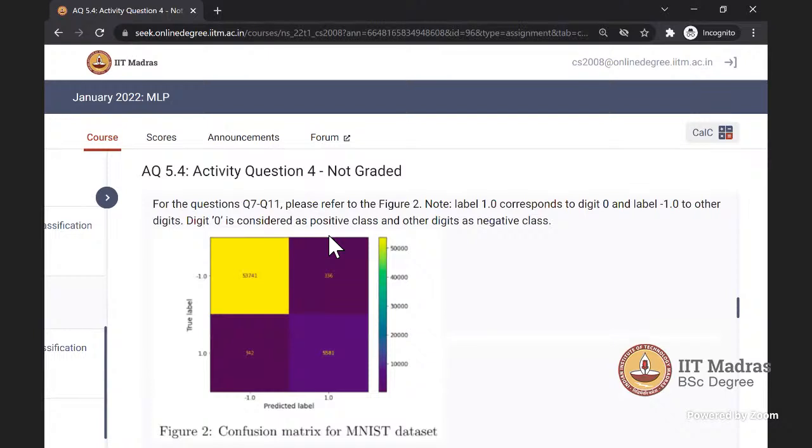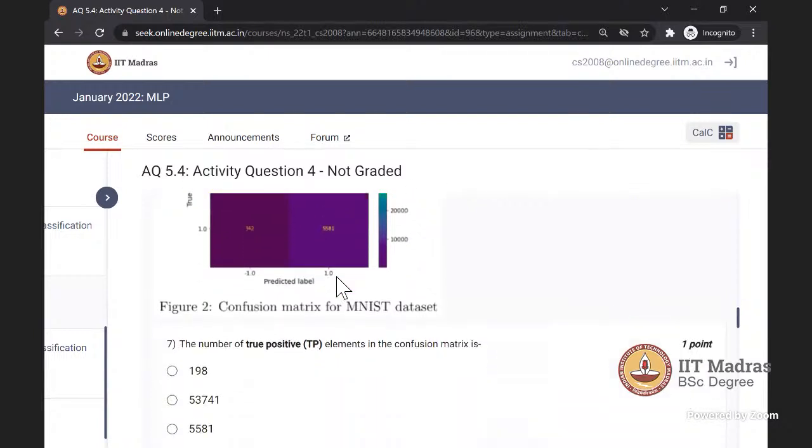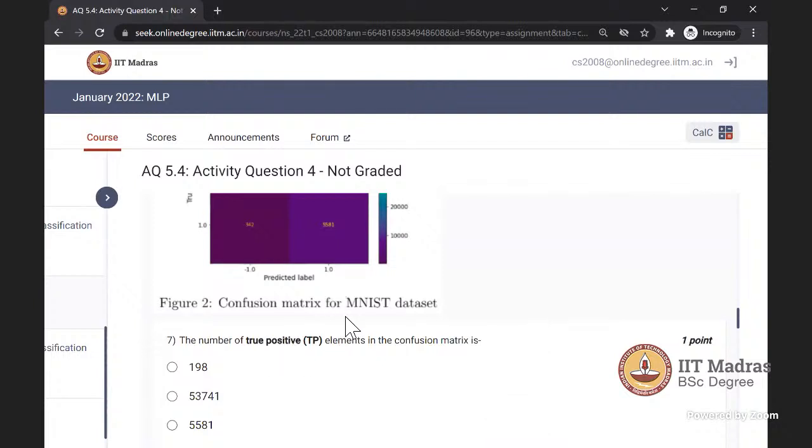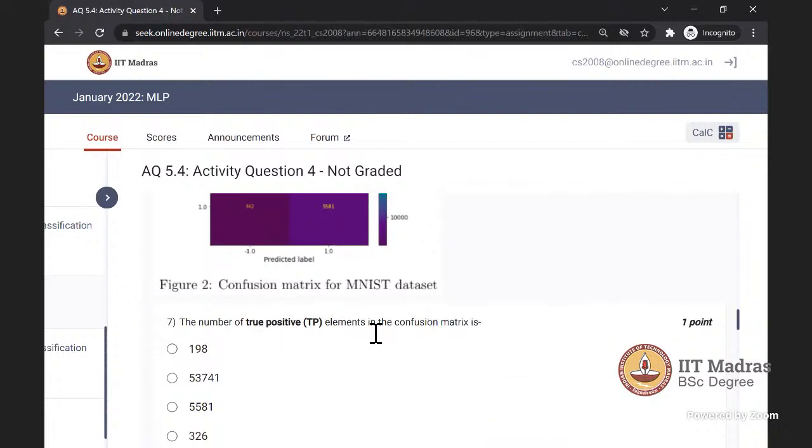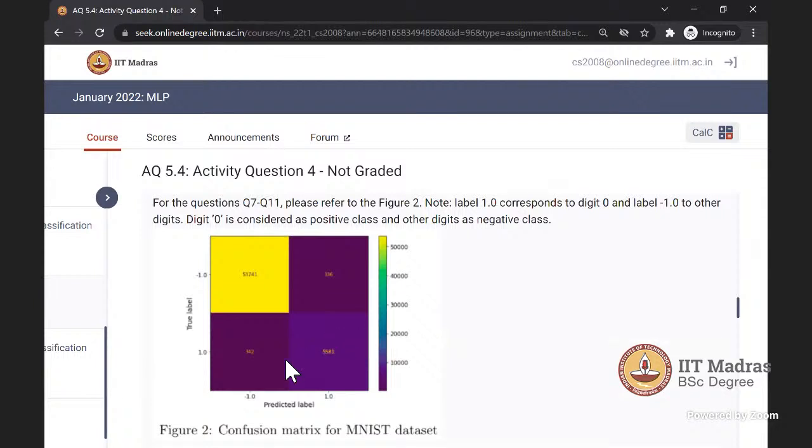For questions 7 to 11, refer to this figure. Question 7: the true positive elements in the confusion matrix. True positive means they are predicted positive and actually positive. Yellow is negative, that's this one. So the value is 5,581.